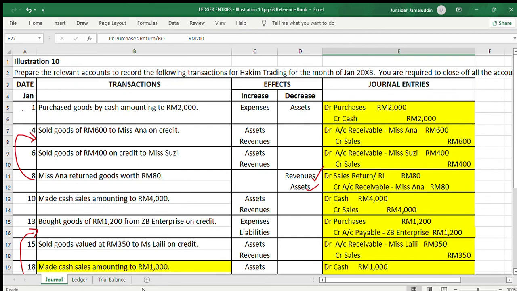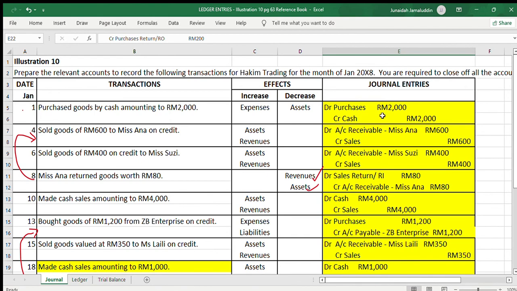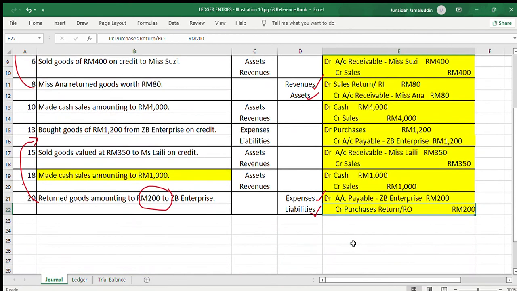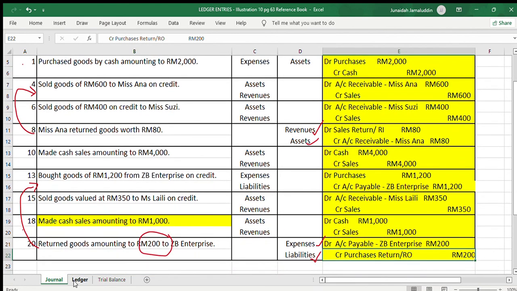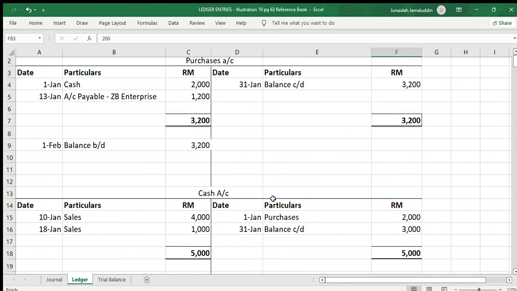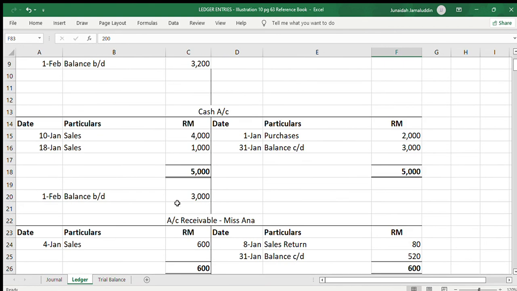Okay, so kita kena check balik. Kalau trial balance kita ni tak sama, debit dengan kredit, amount dia tak sama, tak balance, so kita kena check balik kita punya journal. Okay, betul ke tidak kita record debit credit dan juga amount dia. And then kita juga kena check dalam ledger account lah. Kan? Kita kena check semua dalam ledger account.